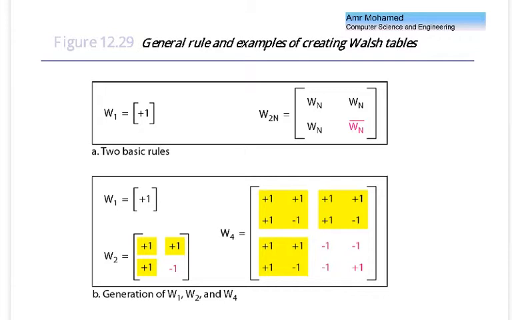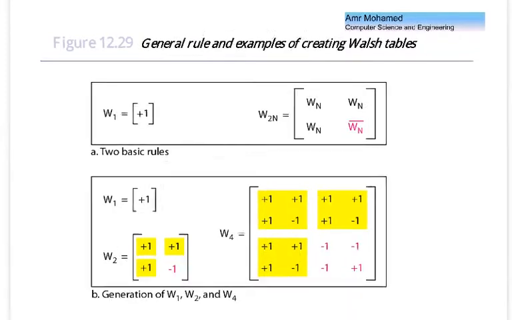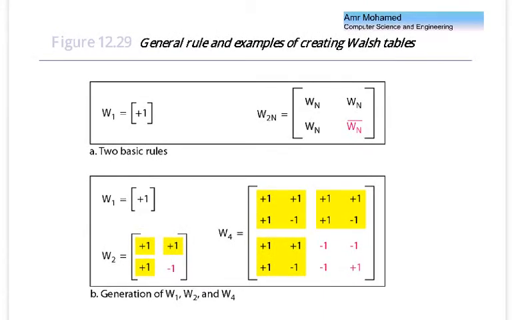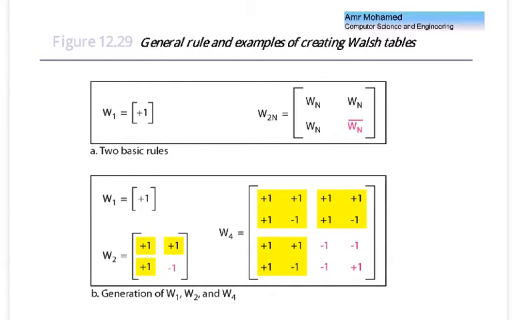So W4 is built from W2, the same matrix, repeated. W2 is simply constructed from W1: we get +1, +1, +1, and then we multiply this by minus 1, which is minus 1. So this is W2. Okay? From W2 we can get W4. Again, we take the whole matrix, we put it like this 3 times, and then this one will be the complement, or multiplied by minus 1.